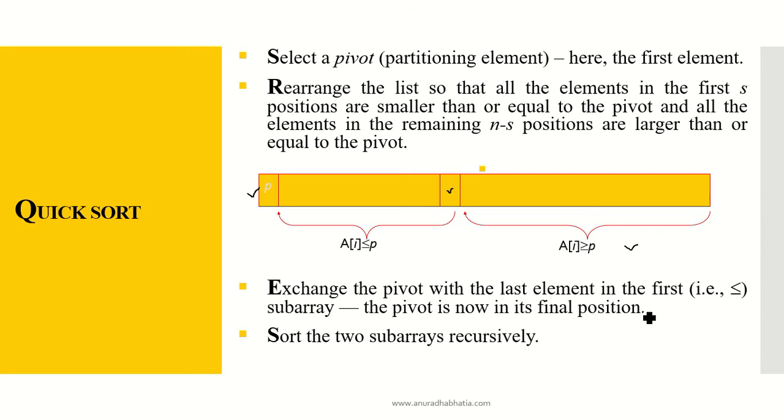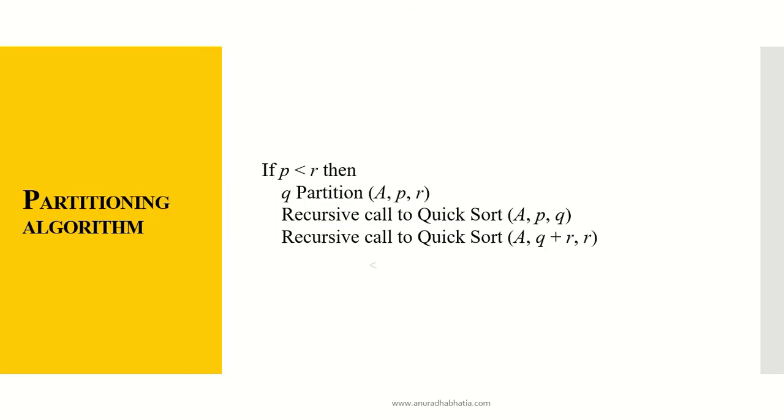Exchange the pivot with the last element in the first, that is less than or equal to, subarray. The pivot is now in the final position. Sort the subarrays recursively. These can be sorted either using a quicksort or any of the other sorting methods, depending on how the programmer follows it. Now this is the partitioning algorithm for the quicksort.